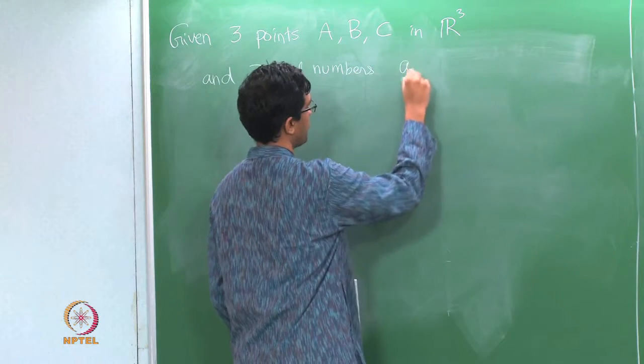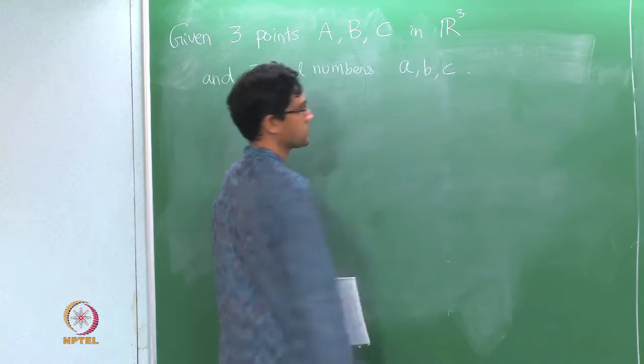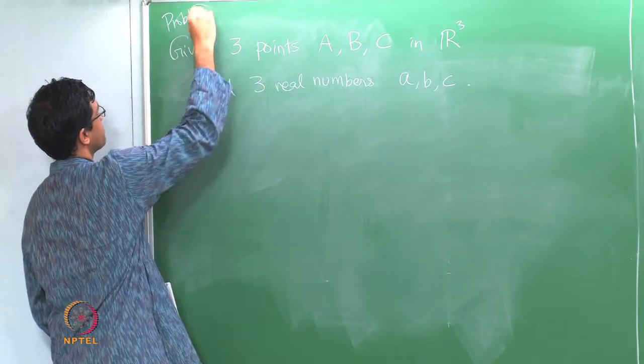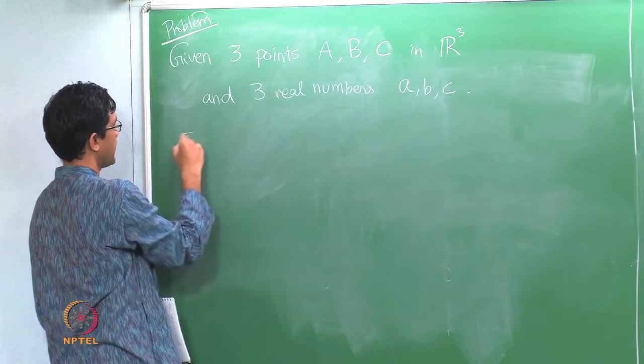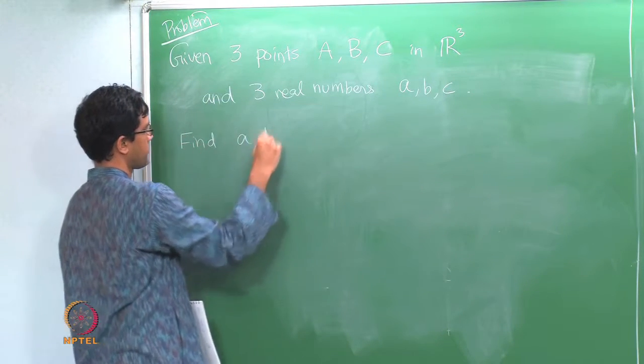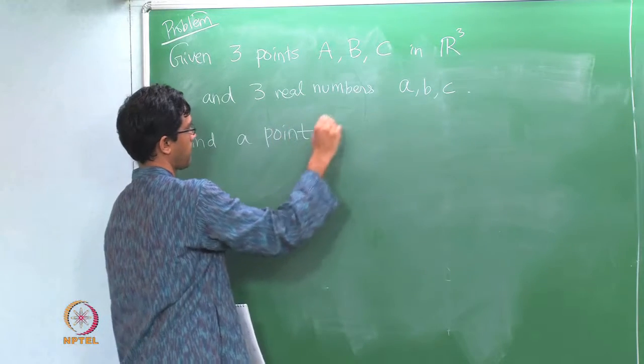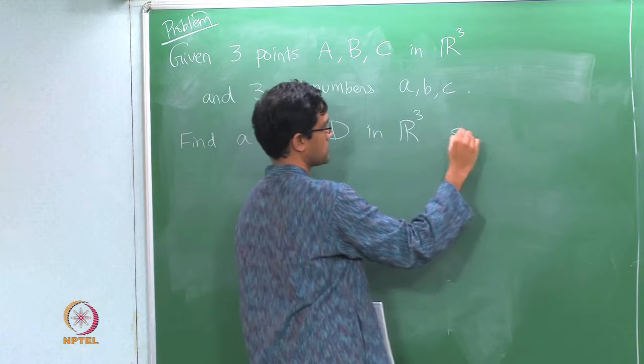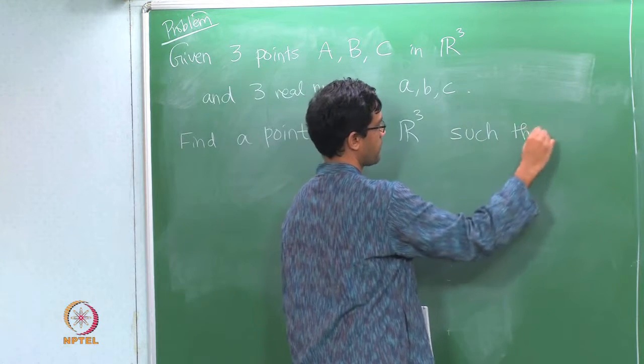Okay, so what shall we call them? A, B, C, just arbitrary real numbers. So here is the problem: given 3 points in R3 and given 3 real numbers A, B and C, find a point D in R3 satisfying the following conditions.